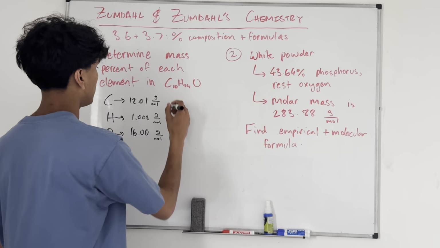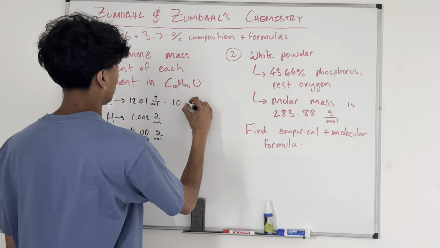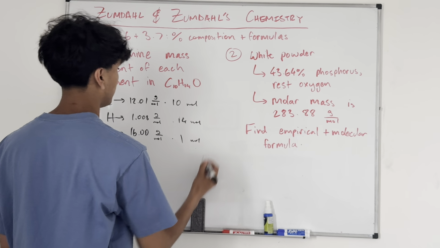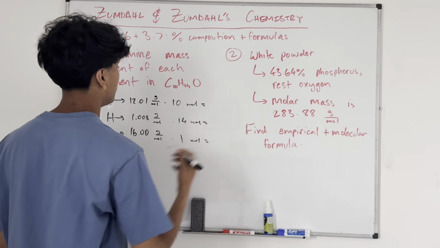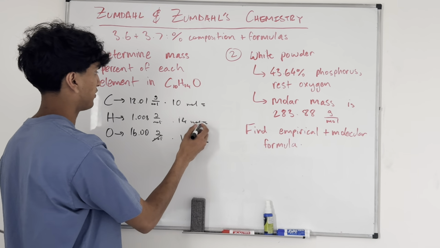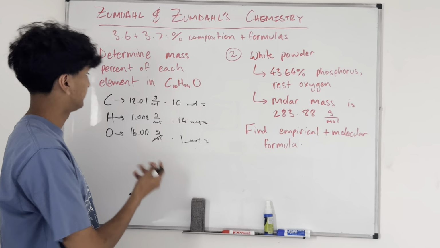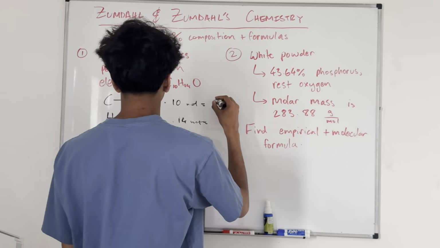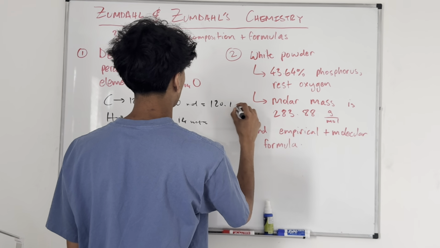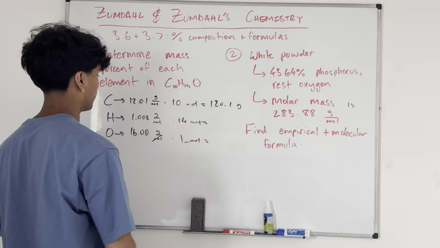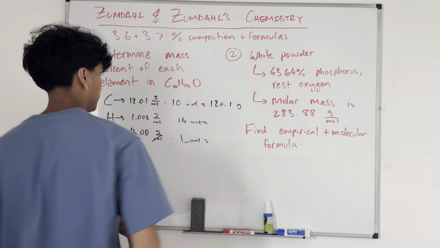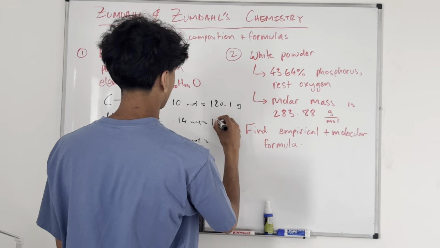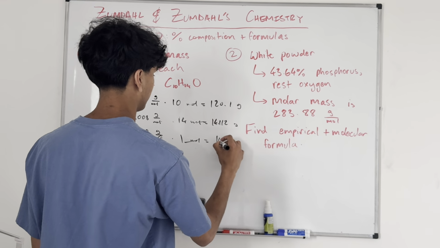The idea is pretty simple. I'm going to multiply by 10 moles for carbon, by 14 moles for hydrogen, and then 1 mole here, right? That way the moles cancel out and I'm left with grams, the amount of carbon in grams. So 12.01 times 10 is about 120.1 grams. Here, times 14, I'm going to use my calculator to make sure this is precise. 14 times 1.008 is about 14.112 grams, and then this will just be 16 grams.